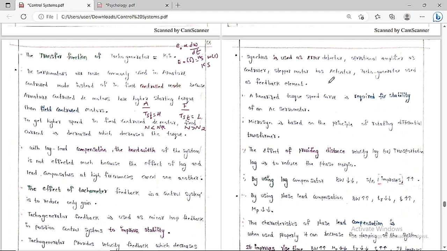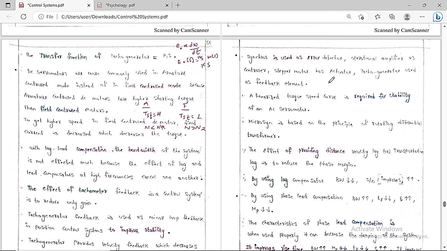And the stepper motor, in the case of a computer printer, is going to move the parts. So basically it is called the actuator. The tacho generator is used as a feedback element in order to control the speed of the motor. So finally, you can say the synchro is used as an error detector, whereas the operational amplifier is used as the controller, whereas the stepper motor is used as an actuator, whereas the tacho generator is used as a feedback element.